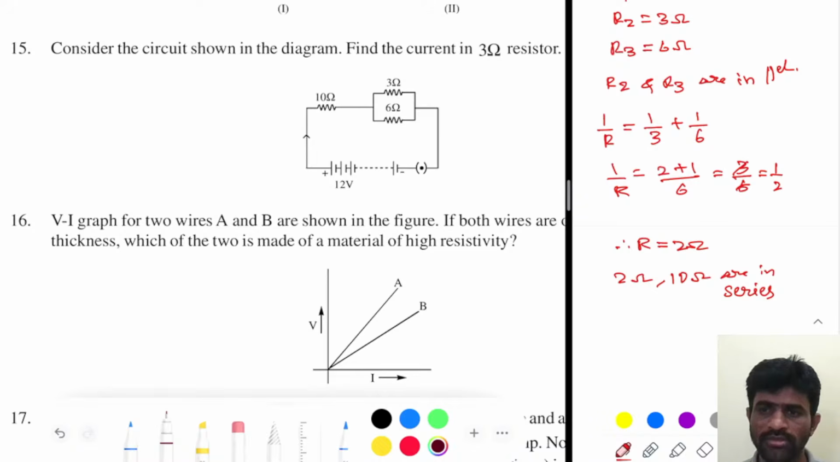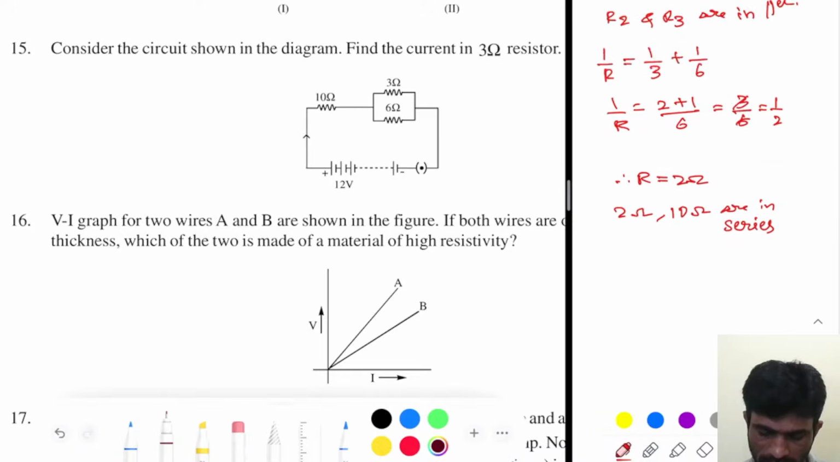2 ohms and 10 ohms are in series. So now we will find out the total resistance. Total resistance is 12 ohms.